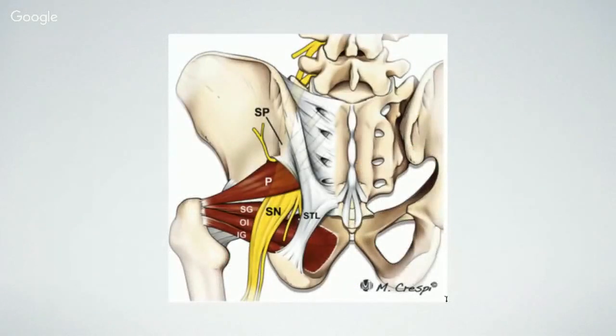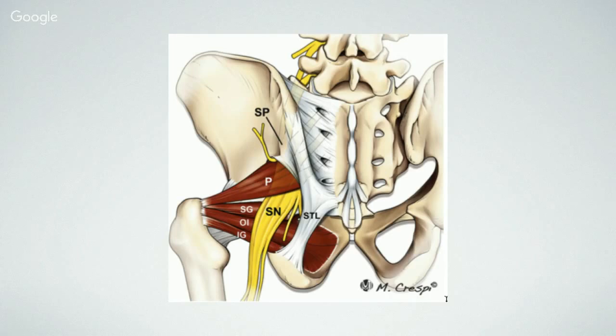I just want to include this diagram to show you some of the main muscles, nerves, and joints in the deep gluteal space. You can see marked SP is the sacral plexus. The piriformis is this large muscle here. Just above the piriformis, in the suprapiriform space, you'll see the superior gluteal nerve and artery.